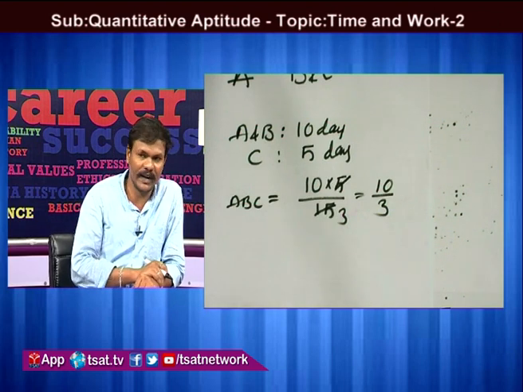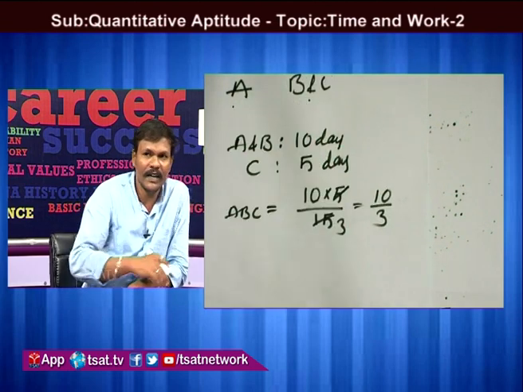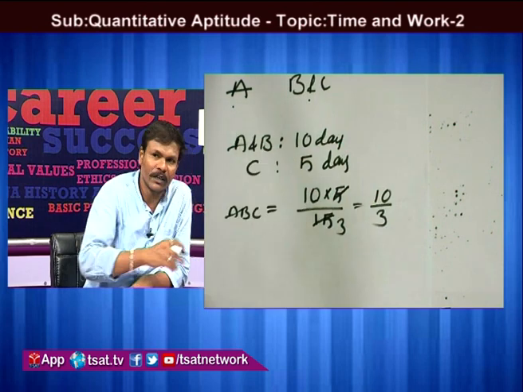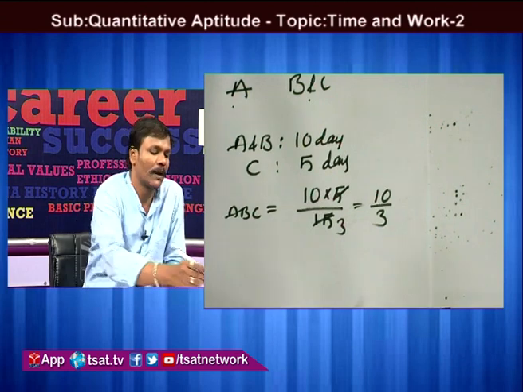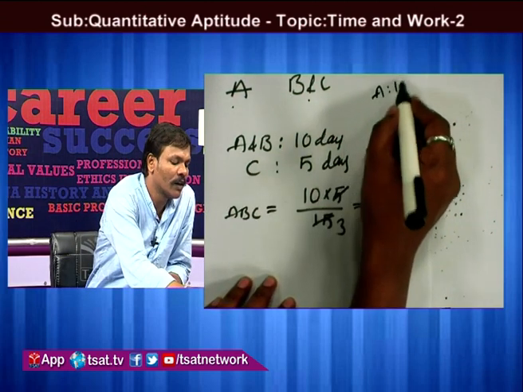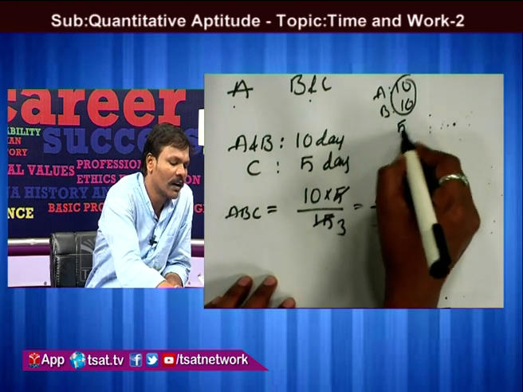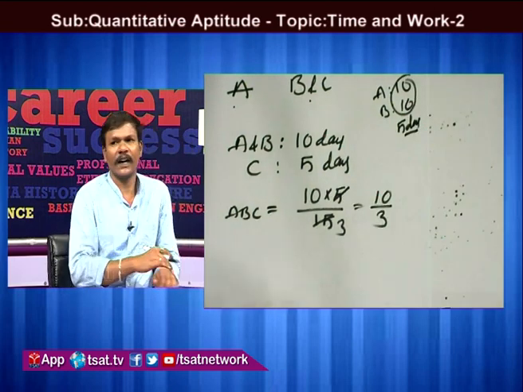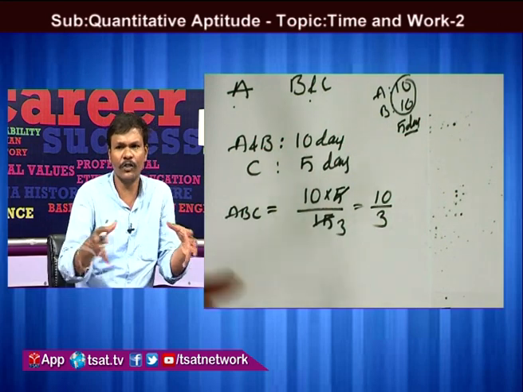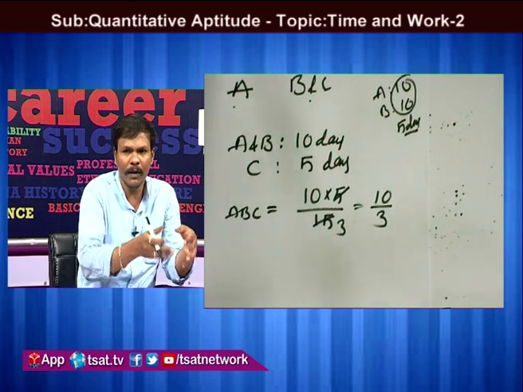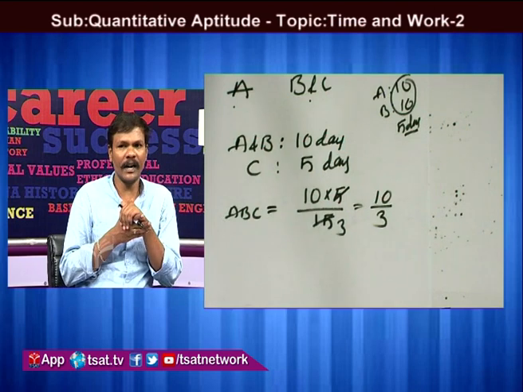Now, from this 10 by 3 days, A and B and C have the same working days. If persons with the same working days work together, half of the separate time will be taken. For example, A is working for 10 days, B is working for 10 days. If both work together, the work will be completed in 5 days. Is it right or not? A takes 10 days separately, B takes 10 days separately. Working together at a time, the work will be completed in half of the time only, 5 days. So, ABC is working for 10 by 3 days.